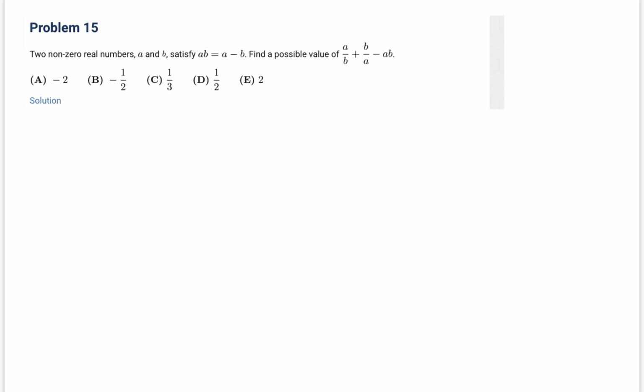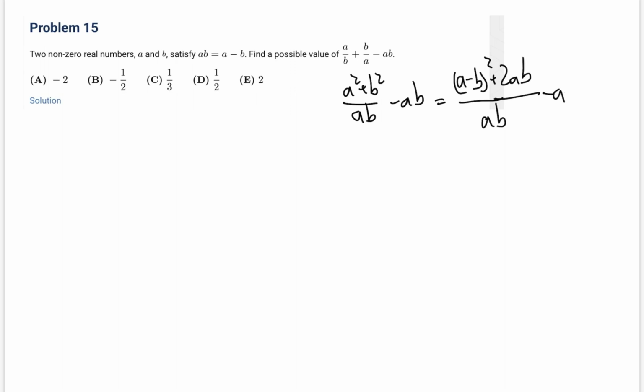Non-zero real numbers a and b satisfy ab = a minus b. And then we need to get this. So ab is under here, a squared plus b squared minus ab. But a squared plus b squared is (a minus b) squared plus 2ab, right? So this over ab minus ab.